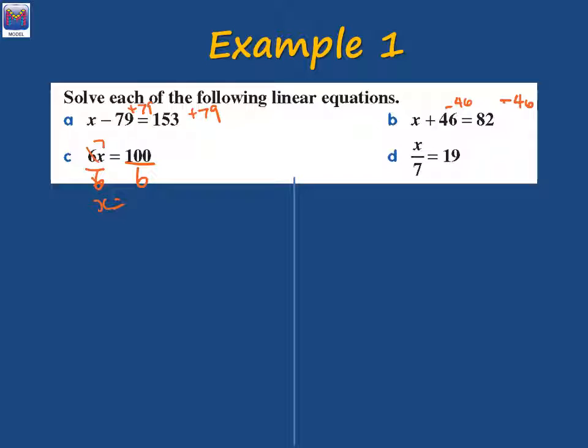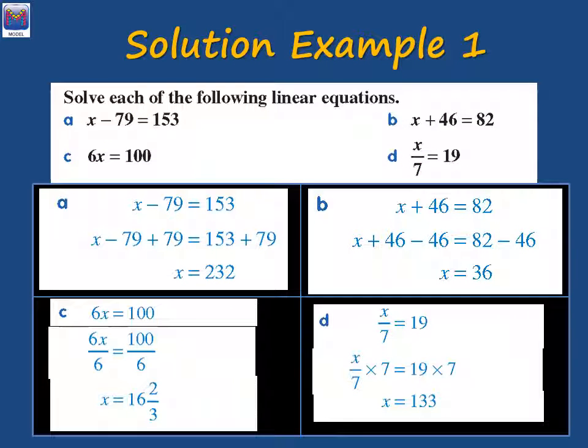And in D, what I've got on the bottom here is a divide by 7. So what I want to do is multiply that by 7, and I've got to multiply that by 7. Once again, why do I do that? This 7 on the top and the 7 on the bottom are going to cancel out and only leave me with the x. And you can work out what 19 times 7 is. And there's your answers there. 19 times 7 is 133.